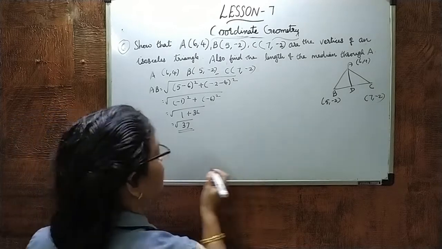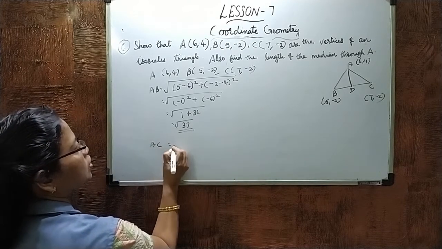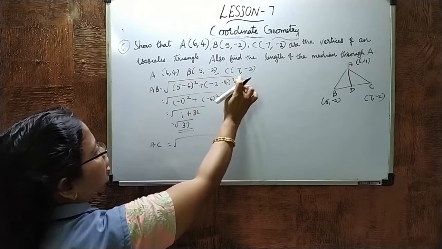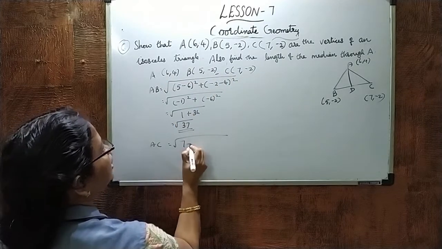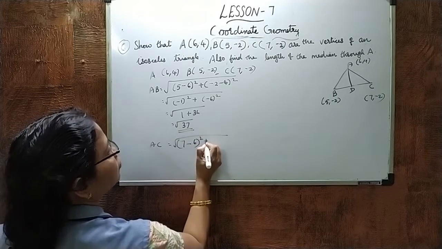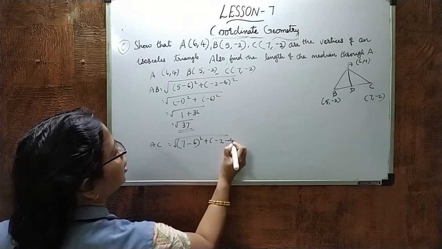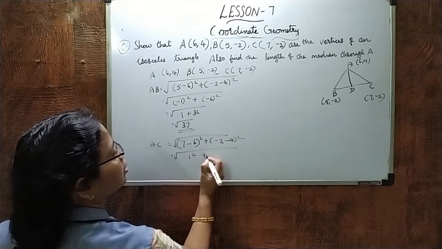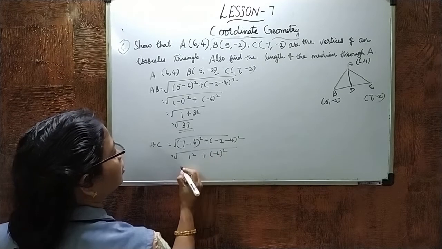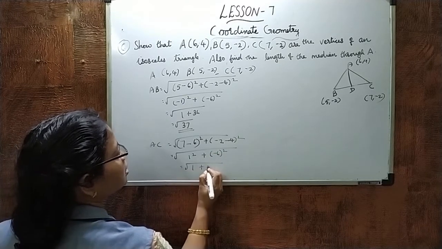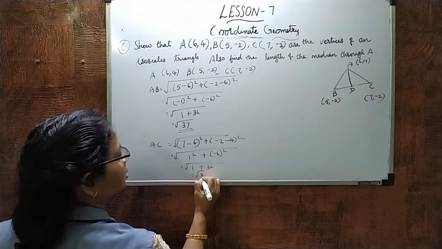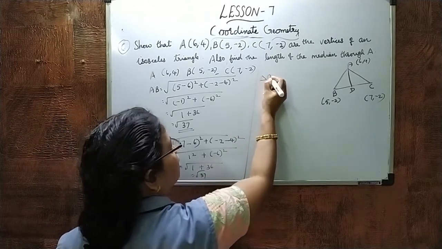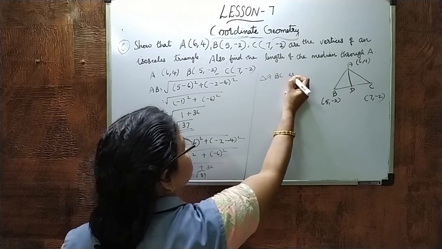Okay, now we will find out AC. AC equals root of A and C. So here this one is x1, y1, here it is x2, y2. So 7 minus 6 the whole square plus negative 2 minus 4 the whole square equals root of 1 square plus negative 6 the whole square equal to root of 1 plus 36. We got the answer root of 37. That means triangle ABC is an isosceles triangle.